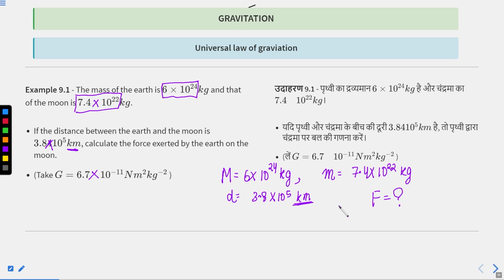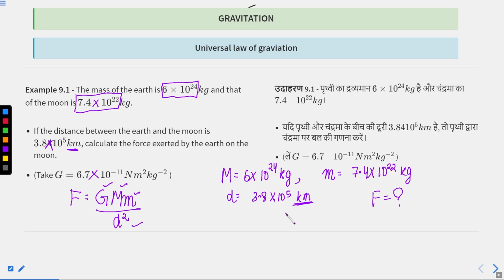How are we going to calculate it? We know the formula of force. The formula of force is G M m divided by d square. We know the value of G. We know the value of capital M, small m, and d. We just have to do the calculation and convert distance into meters. Then we can calculate the force in terms of Newton. Clear, class? So I hope the approach is clear to all of you.